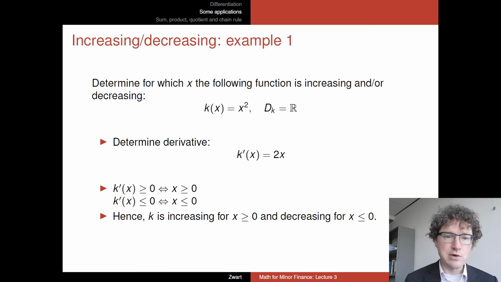And likewise, if we look at the left-hand side of the domain, so for x smaller than or equal to 0, there we can immediately see that if you plug in x smaller than or equal to 0, then k prime, the derivative, is going to be smaller than or equal to 0 as well. So we know that k is a decreasing function for all the non-positive numbers. So for x smaller than or equal to 0, k is a decreasing function.